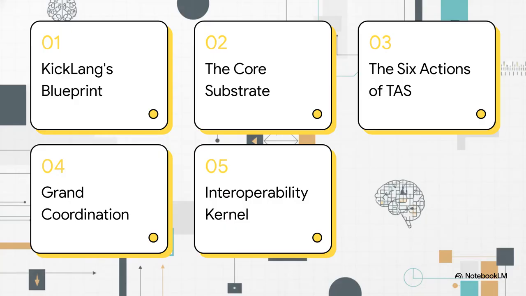So here's how we're going to break this all down. We'll kick things off with the big picture, KickLang's blueprint. Then we'll dive right into that core substrate. From there, we'll get into the 6 key actions, see how it all gets coordinated, and finally, we'll unpack what's called the interoperability kernel to really understand why any of this matters.